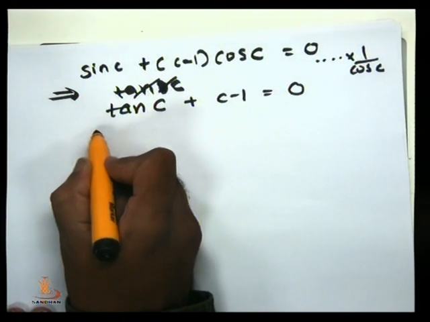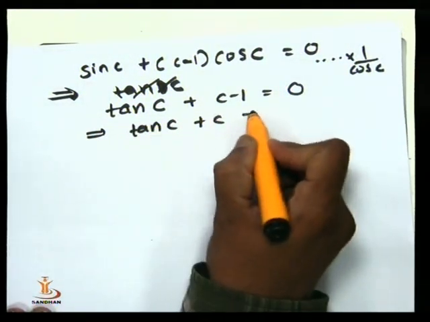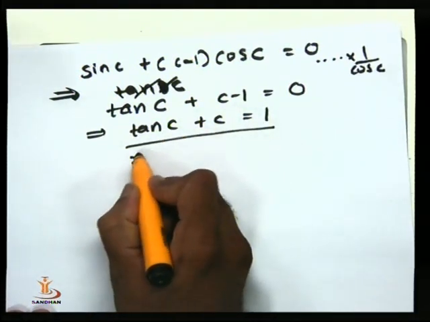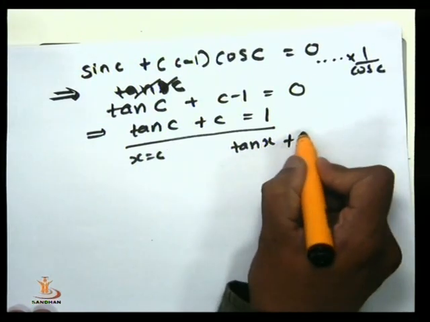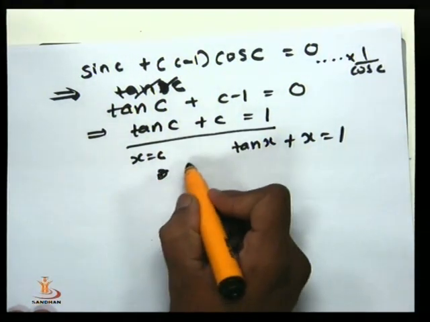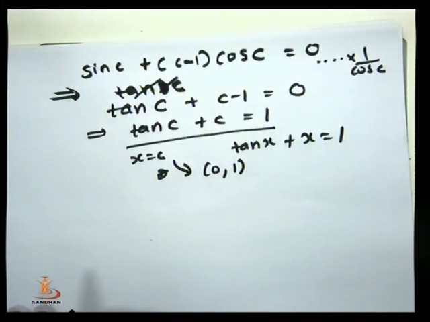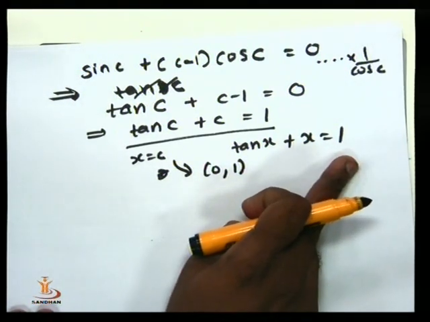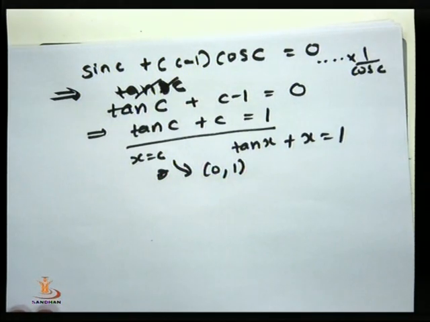So this means we get tan c plus c is equal to 1. This says that this number x equal to c satisfies the equation tan x plus x is equal to 1. And what is c? This c lies in the open interval (0, 1). So we have proved that the equation tan x plus x is equal to 1 has a solution in the open interval (0, 1). So the root of this equation lies between 0 and 1.